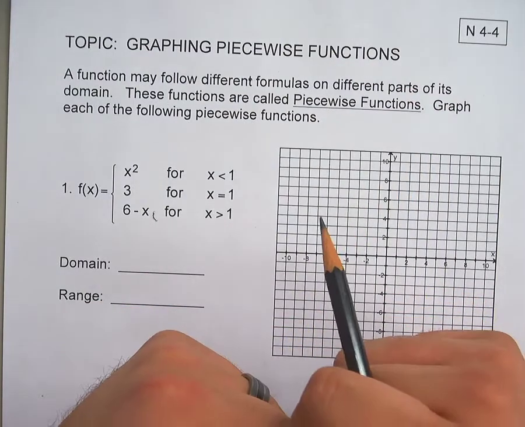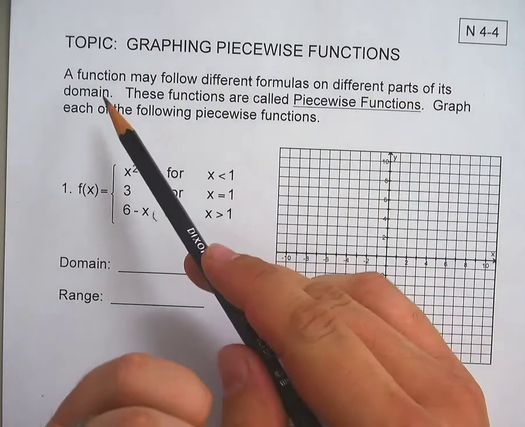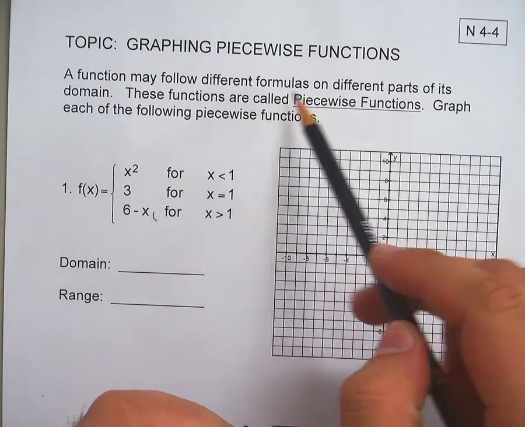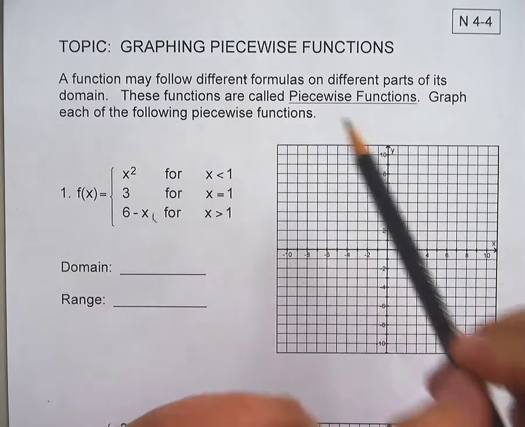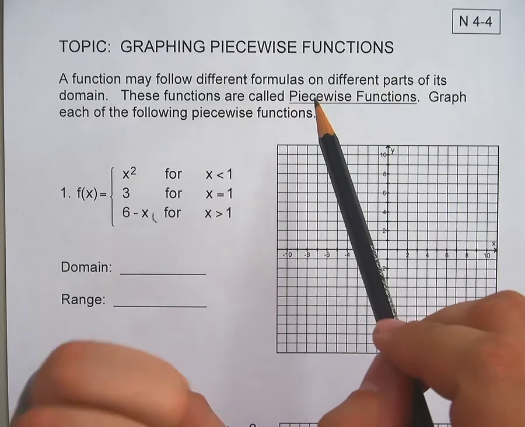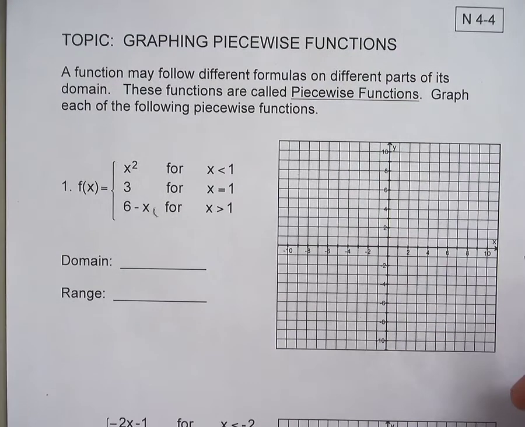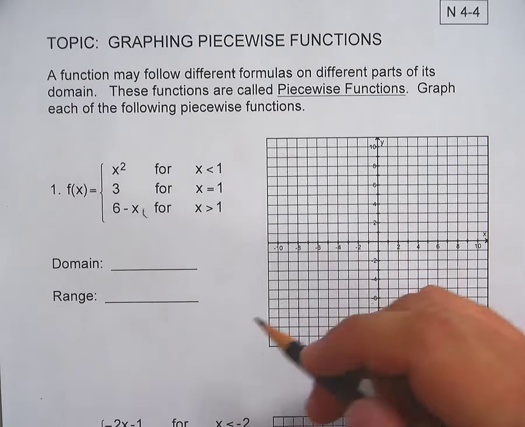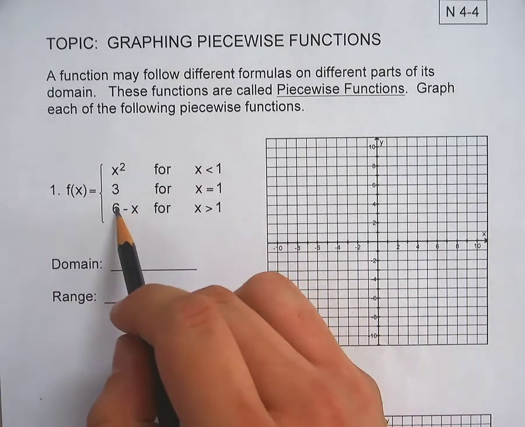Piecewise functions. Okay, so a piecewise function says a function may follow different formulas on different parts of its domain. These functions are called piecewise functions because it's kind of like we're taking pieces of different graphs. So graph each of the following functions on its domain. We'll start off pretty easy here. We've got x squared, 3, and 6 minus x.